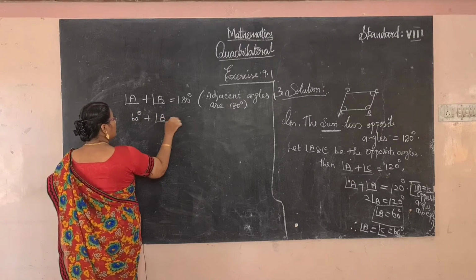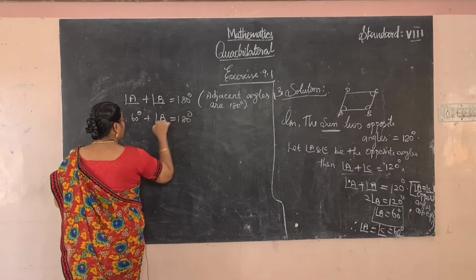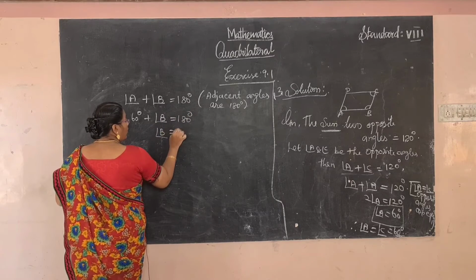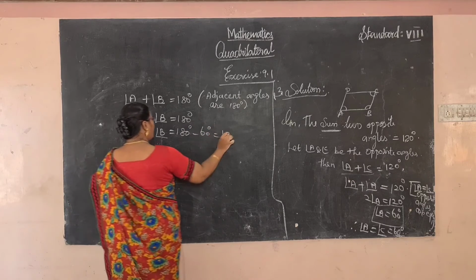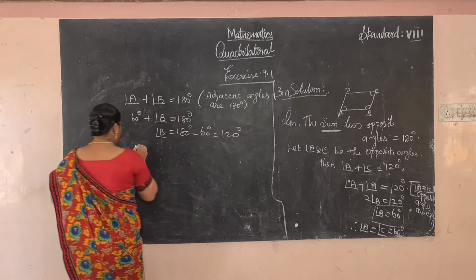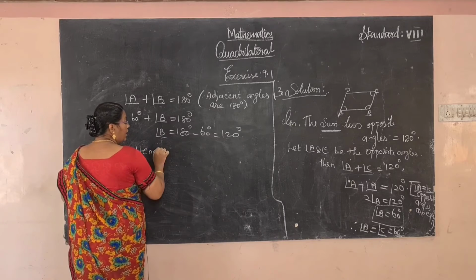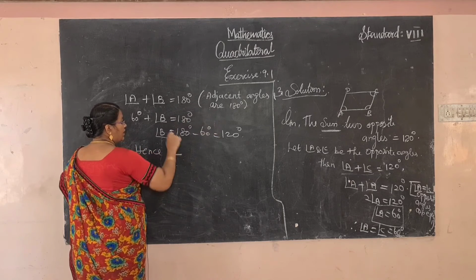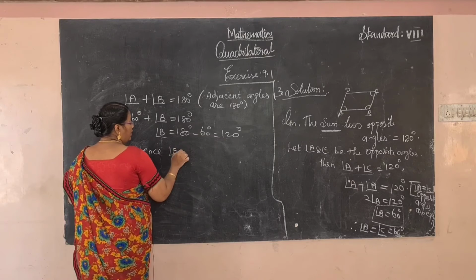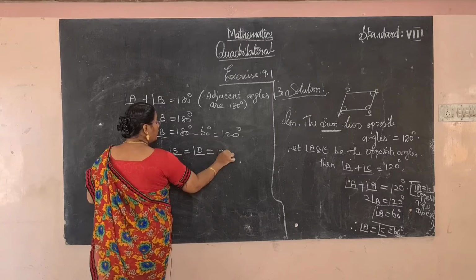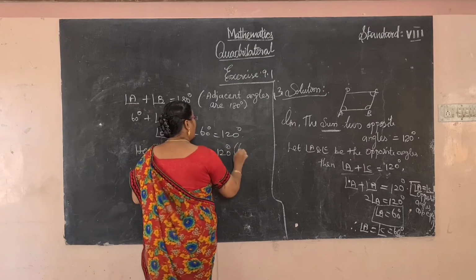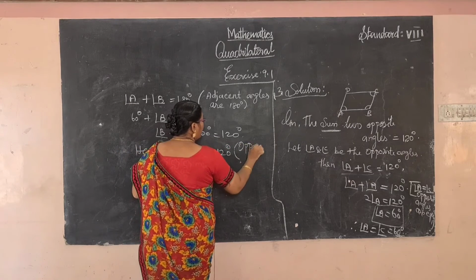Angle B is equal to 180 minus 60 degrees, which is equal to 120 degrees. Hence, the opposite angles: angle B is equal to angle D is equal to 120 degrees. Here, opposite angles are equal.